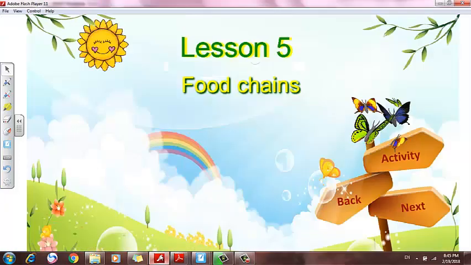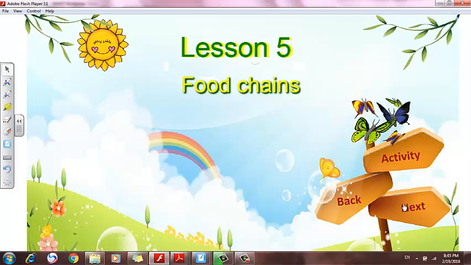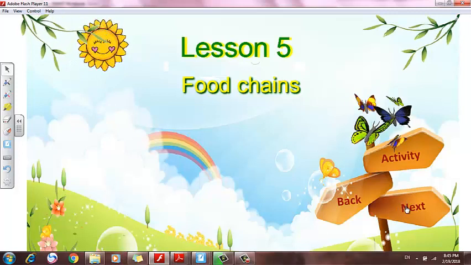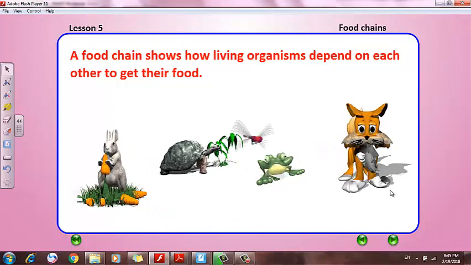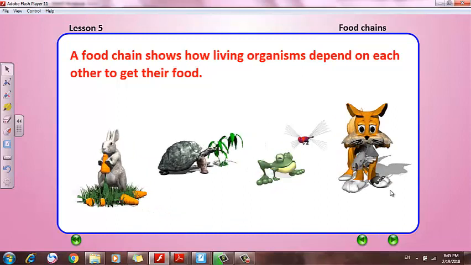Now let's watch a sample presentation about the food chain and what we will understand from this. A food chain shows how living organisms depend on each other to get their food. Exactly. The food chain is something we can find in each habitat. In each habitat we find the food chain between different living organisms, and it shows us how the different living organisms depend on each other to find their own energy and their own food.